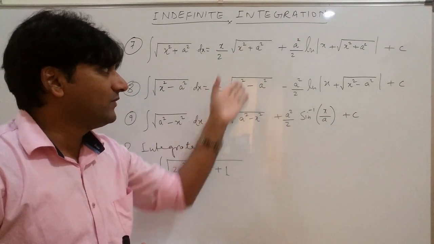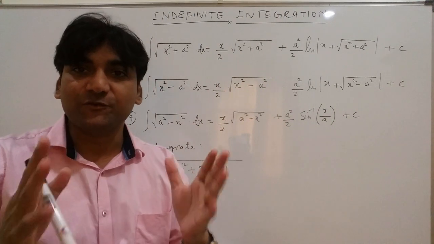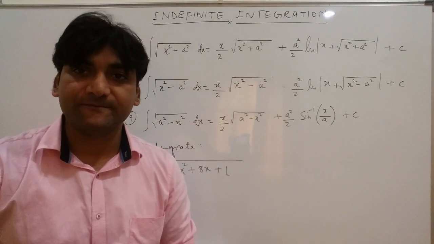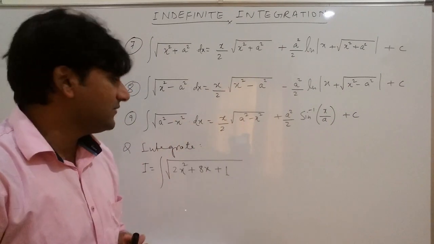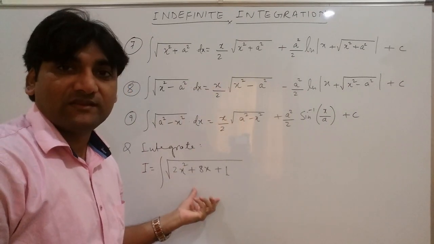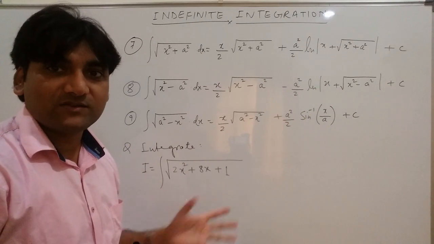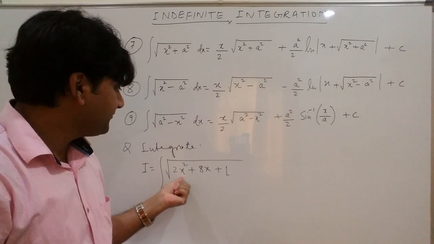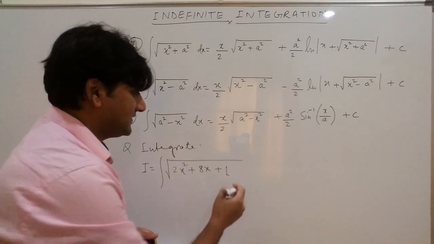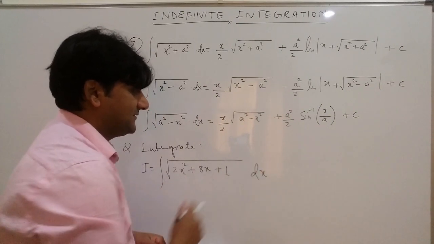We have a different way to prove this. So we will see the proving of all these when I will teach you the by parts method of integration. Over there I will prove these 3 formulas. Right now I am going to apply these formulas in this question. So let us understand. This is root 2x square plus 8x plus 1 dx. Okay, we have to integrate this.